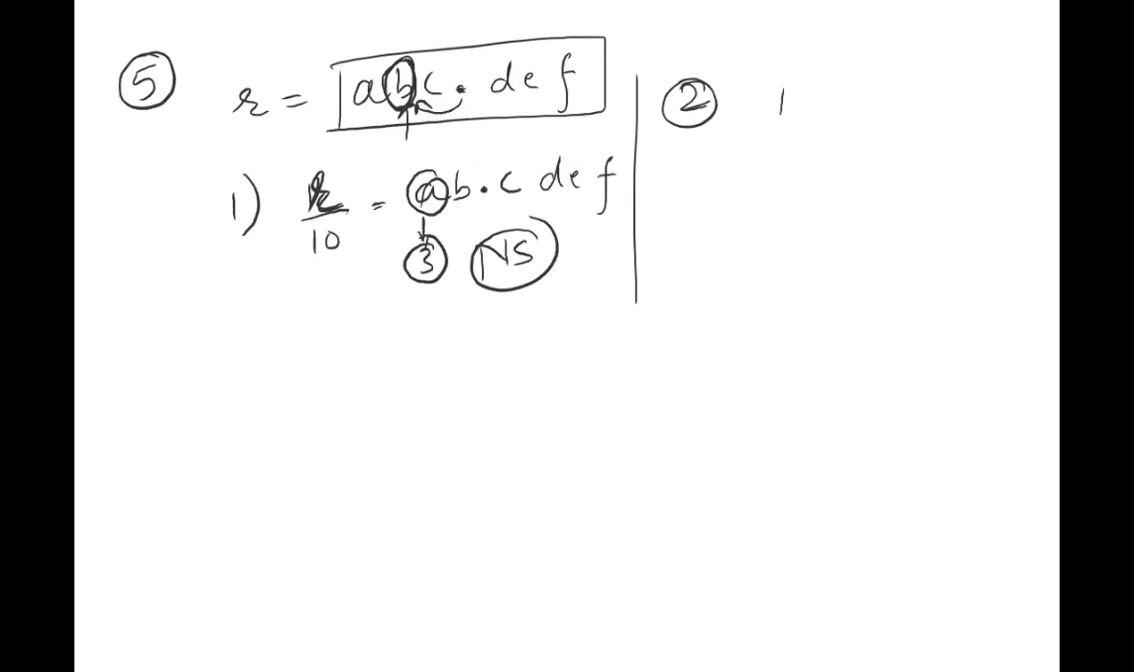Second, 10R. 10R would be ABCD.EF. The decimal will shift to the right. In this case, the tenth digit, which is B, is given to me as 6. That's what we need. Sufficient. Is that okay? So that's not a difficult thing. That's not complicated.